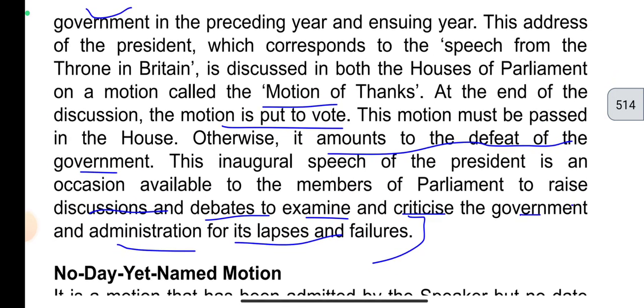This address of the president, which corresponds to the speech from the throne in Britain, is discussed in both the houses of Parliament on a motion called the motion of thanks. At the end of the discussion, the motion is put to vote. This motion must be passed in the house, otherwise it amounts to the defeat of the government. This inaugural speech of the president is an occasion available to the members of Parliament to raise discussions and debates, to examine and criticize the government and administration for its lapses and failures. तो काफ़ी अच्छा सिस्टम है भाई, इंटरेस्टिंग.